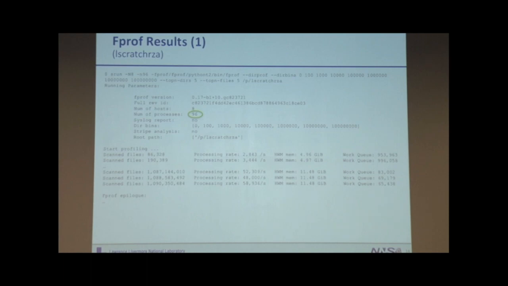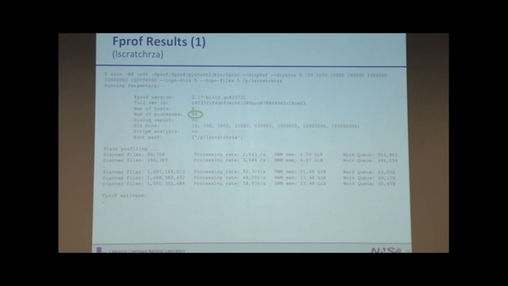By default, at the beginning, Fprof, while it's still loading and getting up to speed, the scanning will be a little slow, and that will increase as time goes on. You can see here near the end of the profile that we're up near 60,000 files per second, which is about 20 times what it was at the beginning.